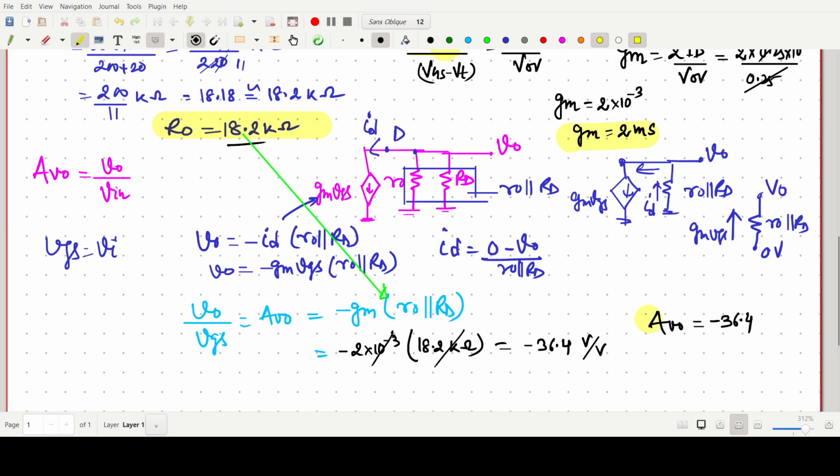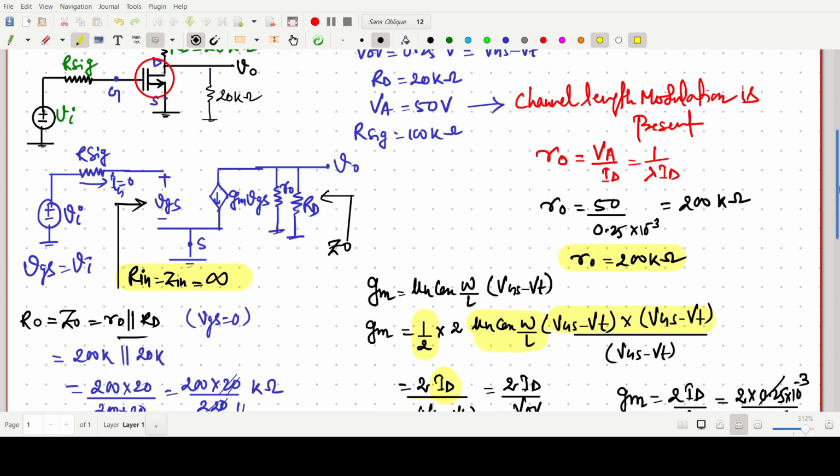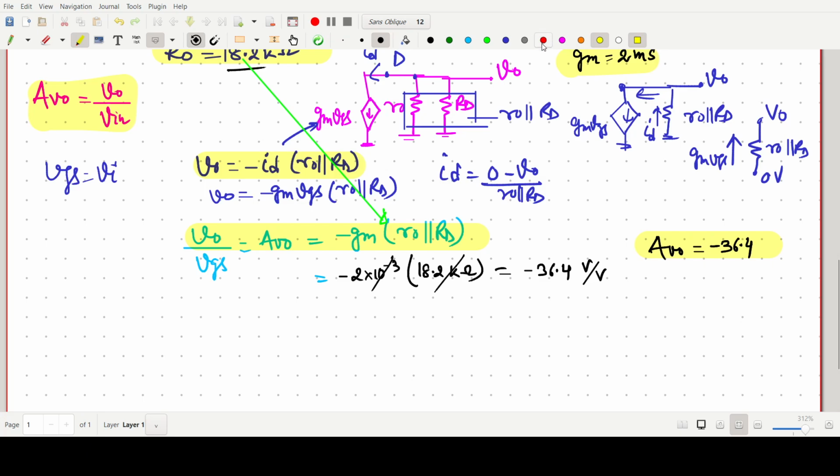Okay, this one is the formula we can say, but better to go through the step by step process. We have found out this value. Now we have to find the AV, the overall voltage gain.